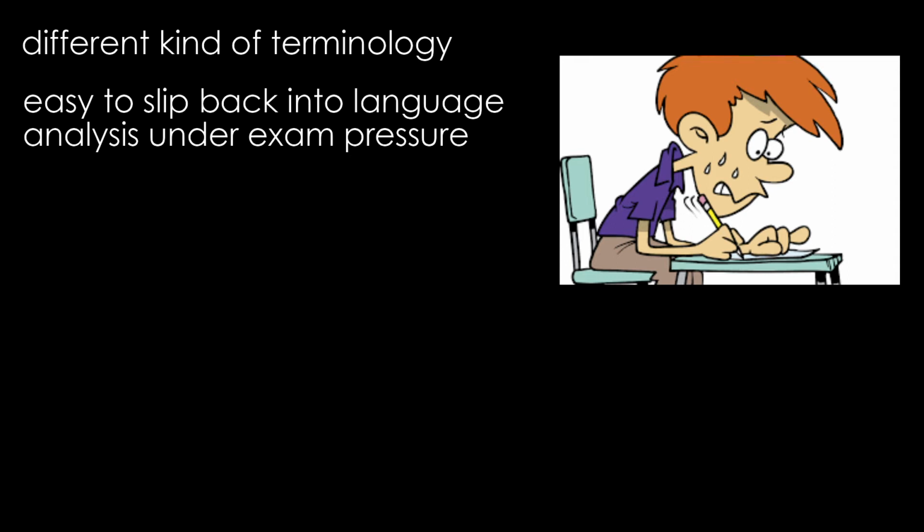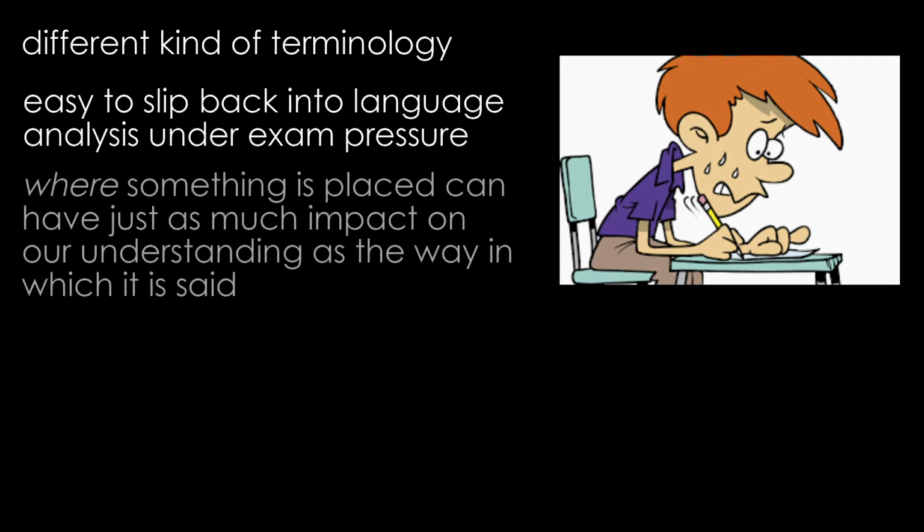We're so used to putting individual words and phrases under the microscope, labelling them as similes and metaphor, and thinking about their meanings and connotations, that it can feel quite alien to take a step back and look at how the individual elements of a piece of writing fit into the larger picture of what we're reading, and how where something is placed can have just as much impact on our understanding as the way in which it is said.